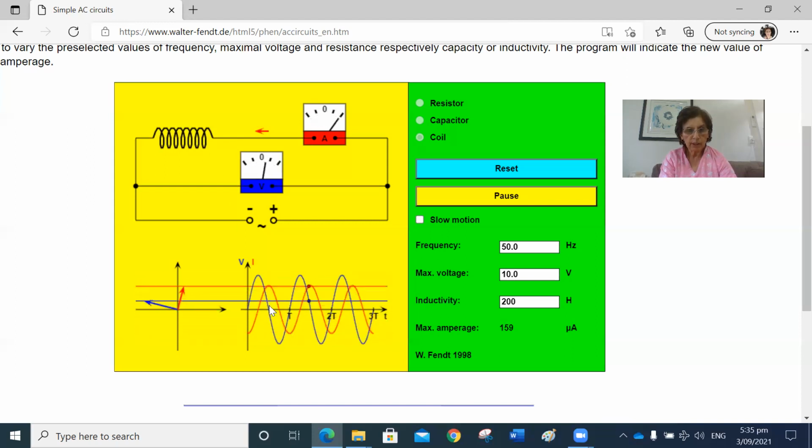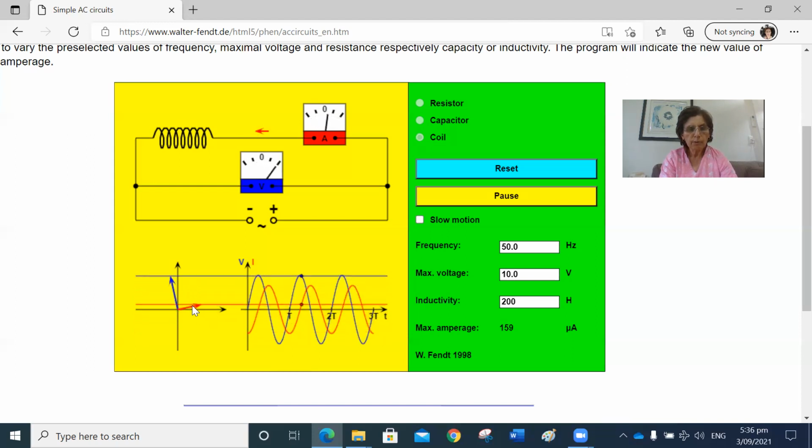So if we look at the current graph, here current is 0, but the rate of change of current is maximum, and therefore voltage is maximum, VL is maximum. Somewhere over here, current is maximum, but the graph is almost a flat line. So therefore, gradient is 0, and at this instant, the voltage across the inductor is 0. Or somewhere over here at this particular time, the current is 0, but the gradient is a negative maximum. So therefore, there is a negative voltage across the inductor.